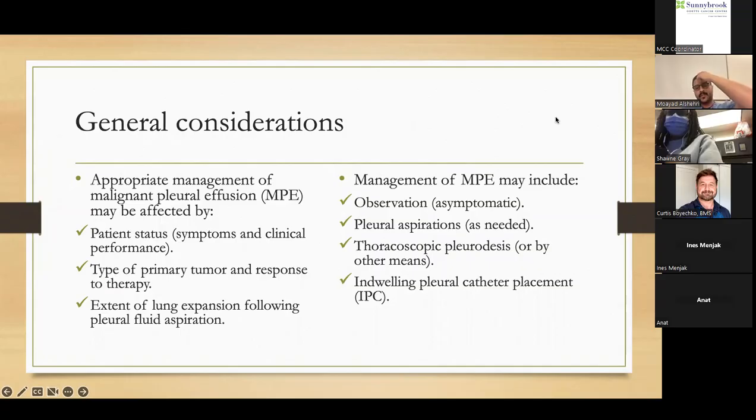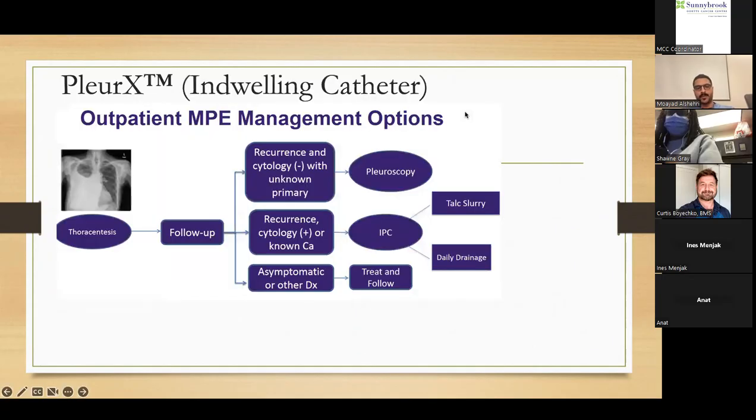In terms of management, generally speaking, we think of either observation, so do nothing, versus doing in-and-out thoracentesis as needed, versus doing an IPC or PleurX, so indwelling pleural catheter placement, versus doing a thoracoscopic pleurodesis, or by other means, and we'll talk about the other means. So this is a simplified way of thinking about malignant pleural effusion in the outpatient setting.